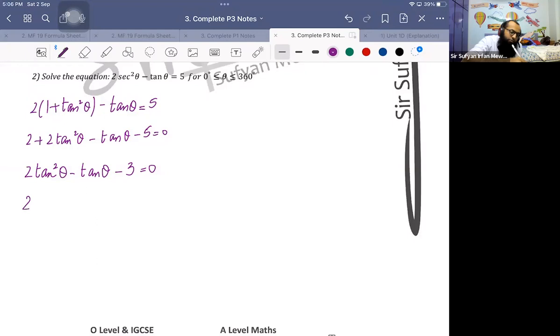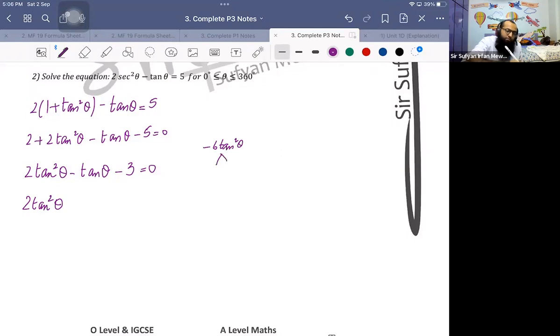Without any substitution, you can also use tan theta equals A and form a quadratic equation in terms of A and then do middle term breaking, or you can directly do middle term breaking as well. 2 tan square theta minus 3, 2 is minus 6 tan square theta. So it's minus 6, this is minus 3 multiplying the first and last terms. It's minus 6 tan square theta.